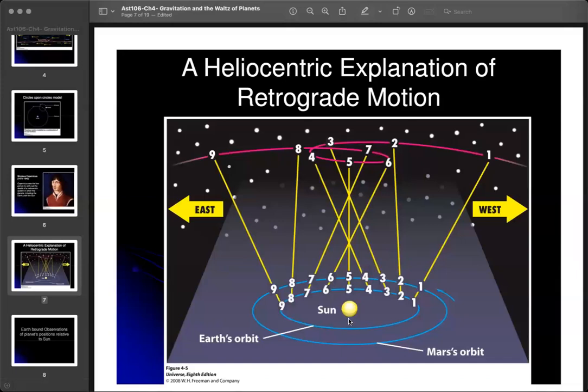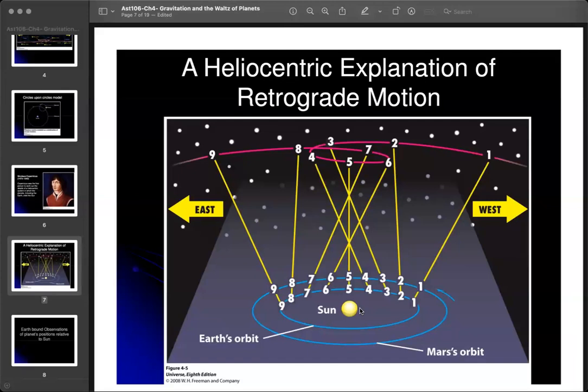So this is how the retrograde motion works. Here is the sun at the center, and there are these planets that are orbiting, and we'll just pick two of these right now, Earth and Mars. So the inner orbit is the Earth's orbit, and the outer orbit is Mars's orbit. Okay. And both of them are circling around the sun in this sort of counterclockwise direction.